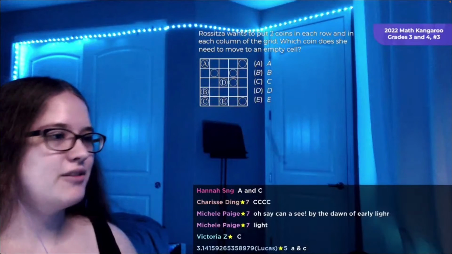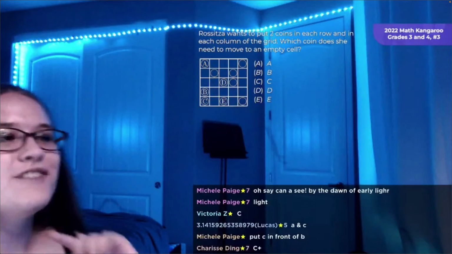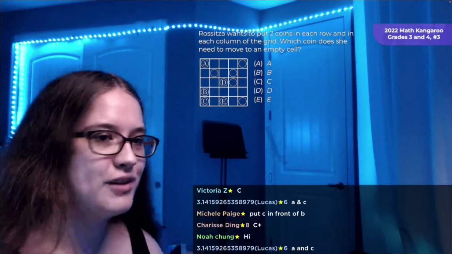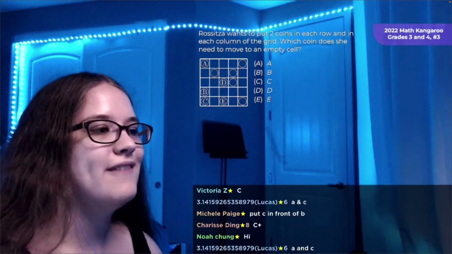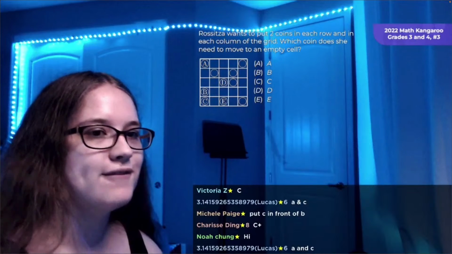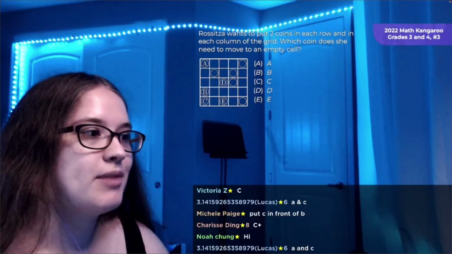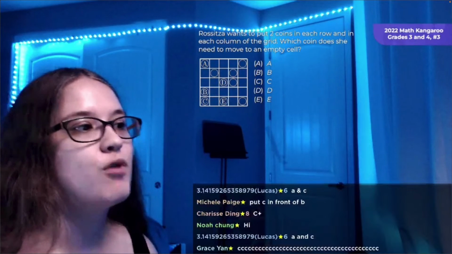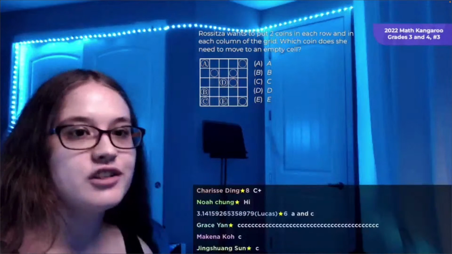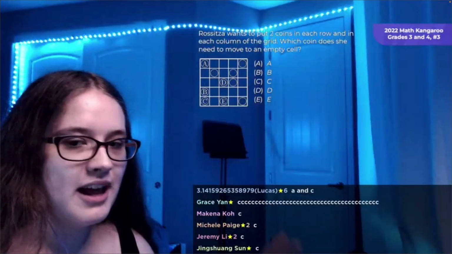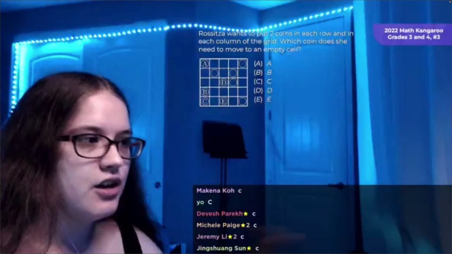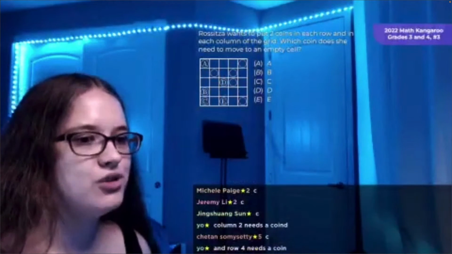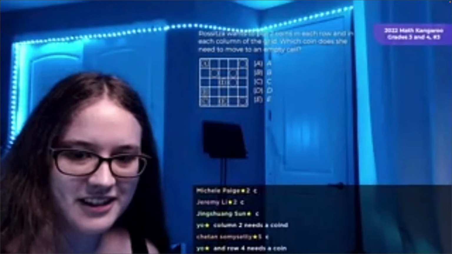Oh goodness, I did not read that correctly at all. Okay, the first and second column have 3 and 1. The 4th and 5th row have 1 and 3. So we need to move something from the first column and the 5th row. So that means we need to move C.